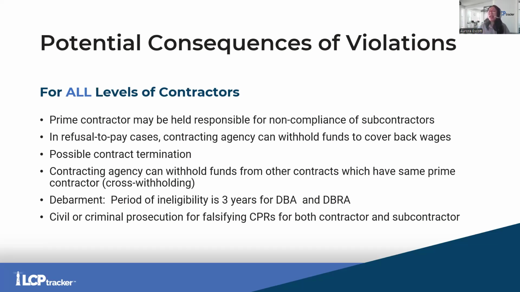An agency could say, hey, contractor, we noticed that you're on multiple projects. And in this particular project, you're not having your stuff together. You're falling behind with your Davis-Bacon responsibilities. I'm not going to pay you until you fix up what you're messing up for all of these other projects as well. That would be an example of cross withholding. You could also face debarment, both at an individual level and for your company, for 3 years for Davis-Bacon projects. And you could face civil or criminal prosecution for faking anything on certified payroll reports.